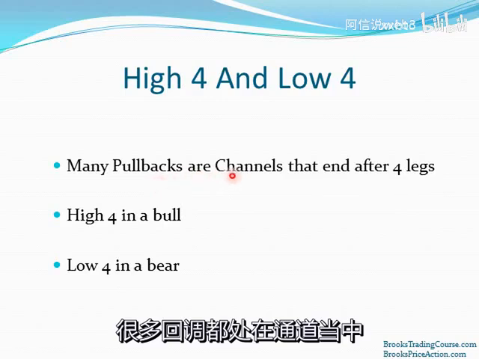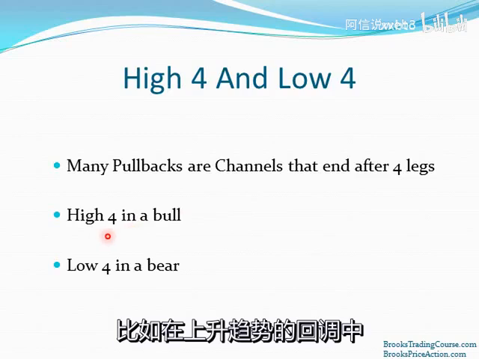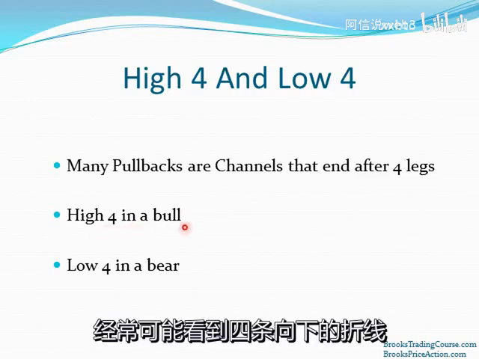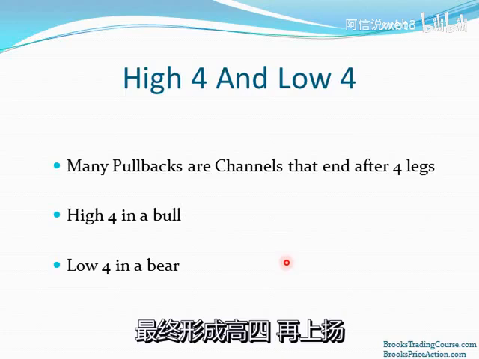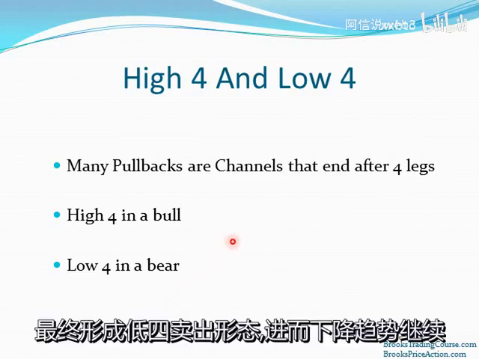Many pullbacks are in channels, and the channels often end with 4 legs. For example, a pullback in a bull trend oftentimes goes down 4 legs, forming a high 4 and then a rally. A pullback in a bear trend oftentimes goes up 4 legs, and that is a low 4 sell setup for resumption of the bear.